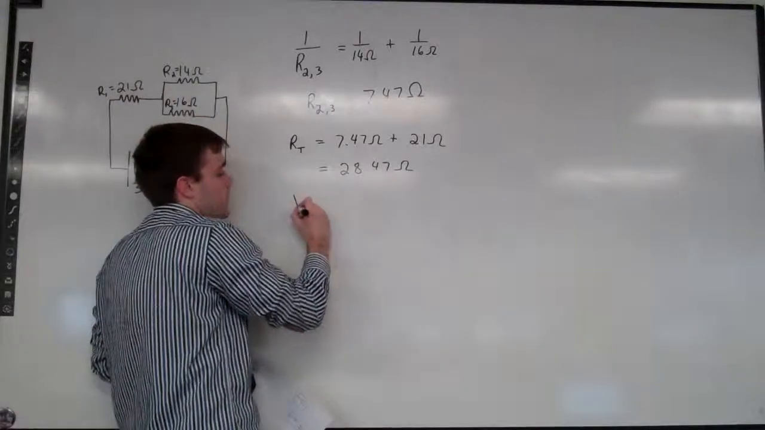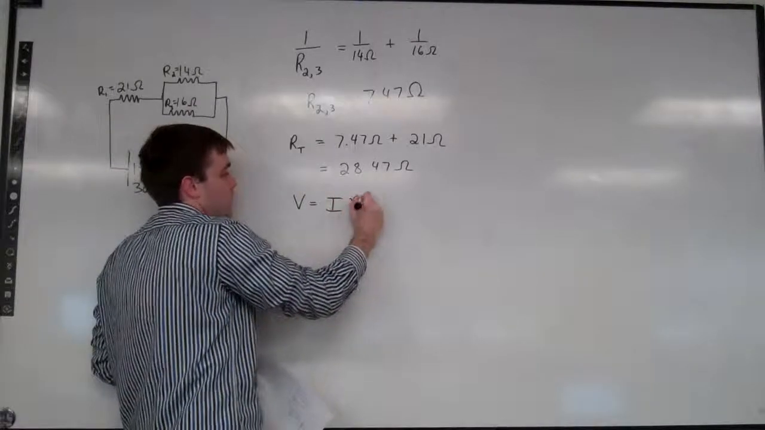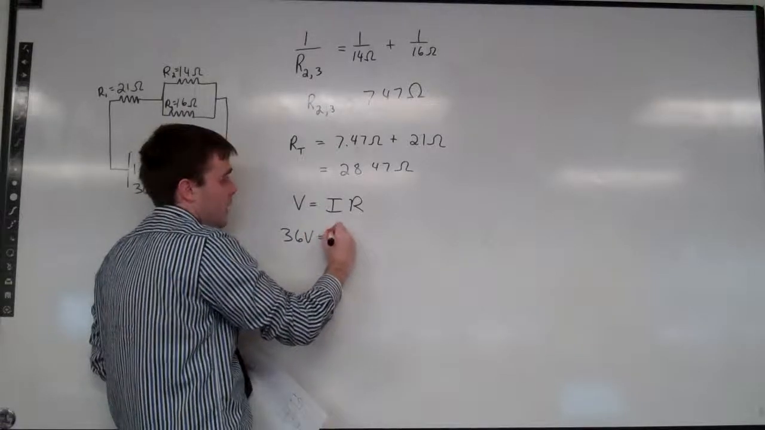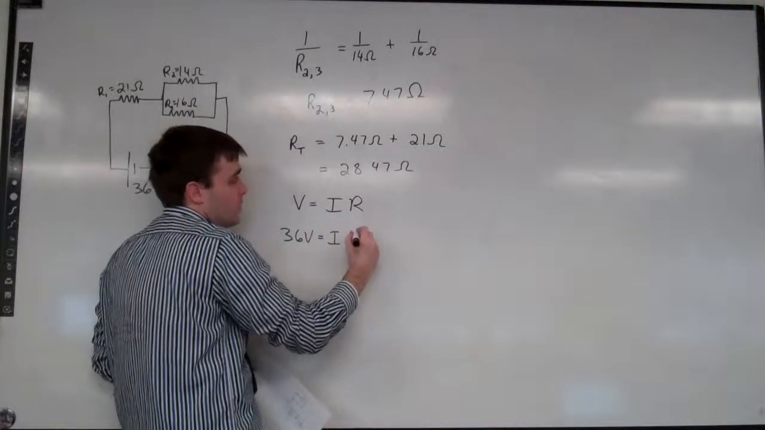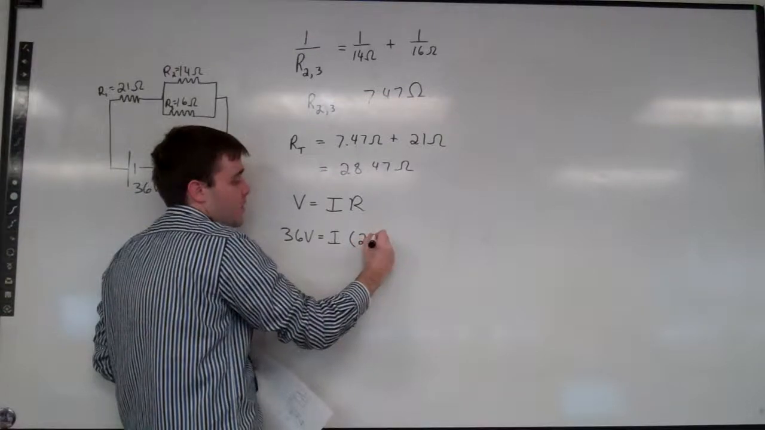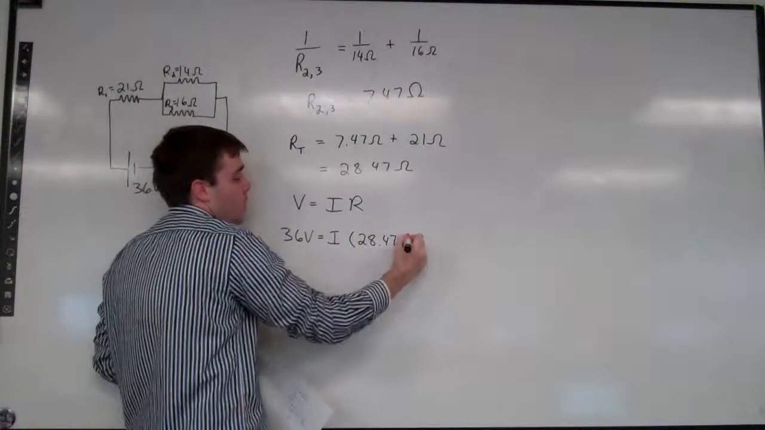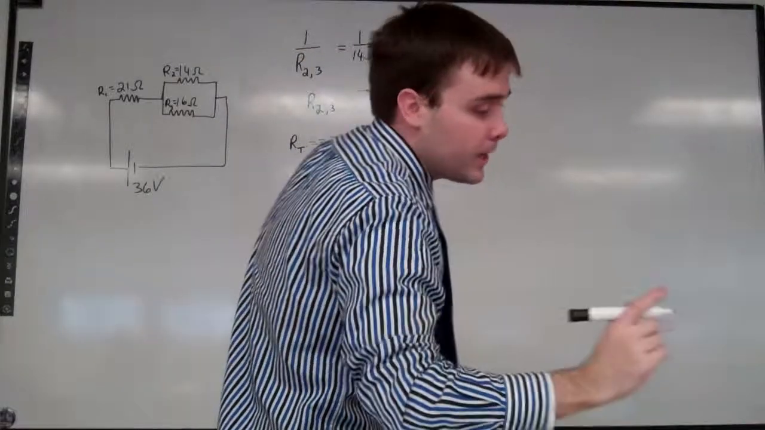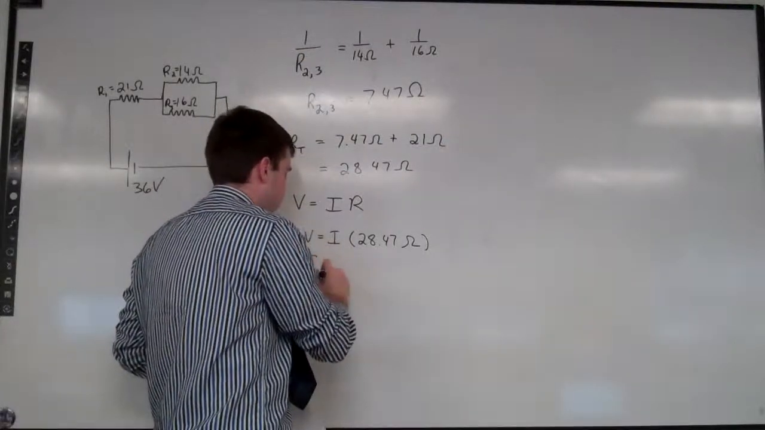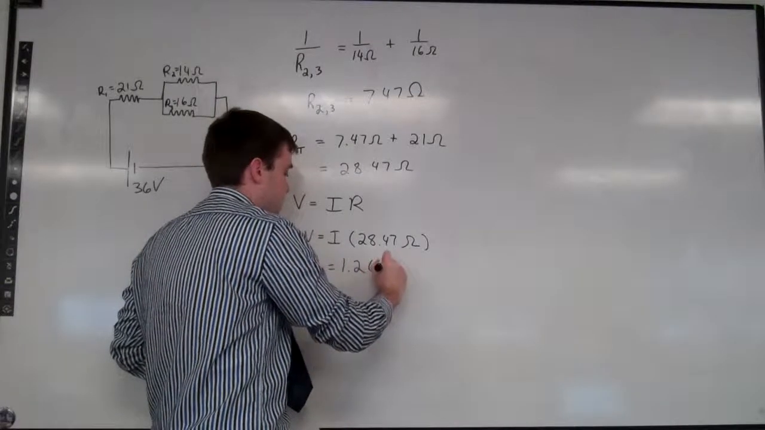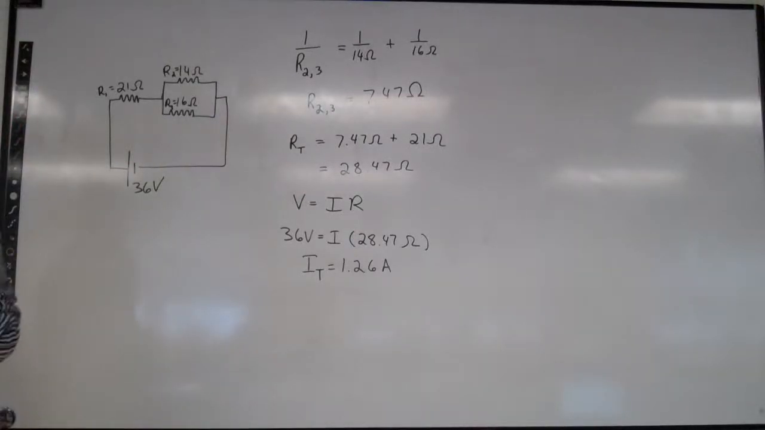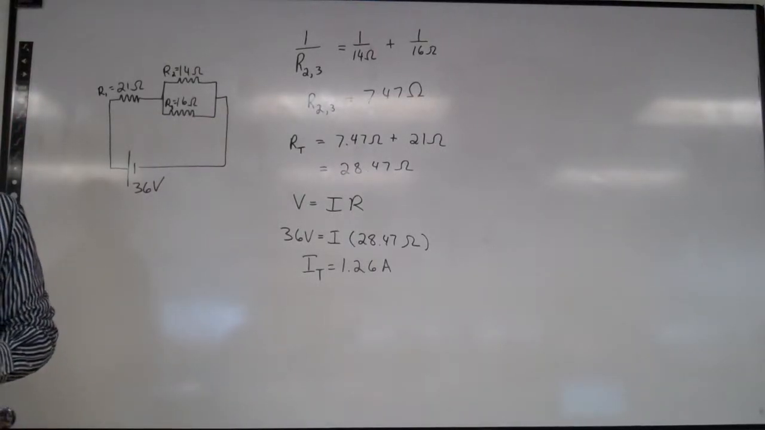The last step is V equals IR to find our current. Our voltage is 36 volts. I is our current, which we're looking for, and 28.47 ohms is our resistance. So we divide that out, and we should get IT equals 1.26 amps. I'm so amped right now. Alright, questions on that one?